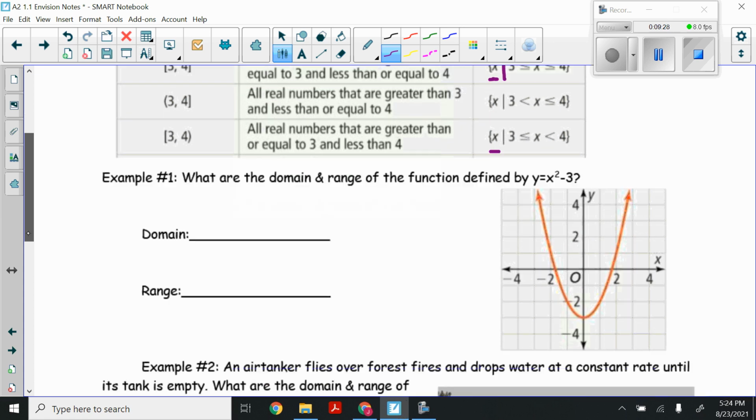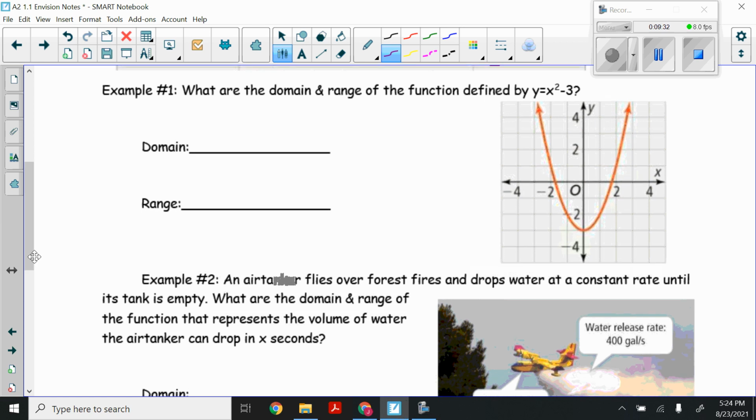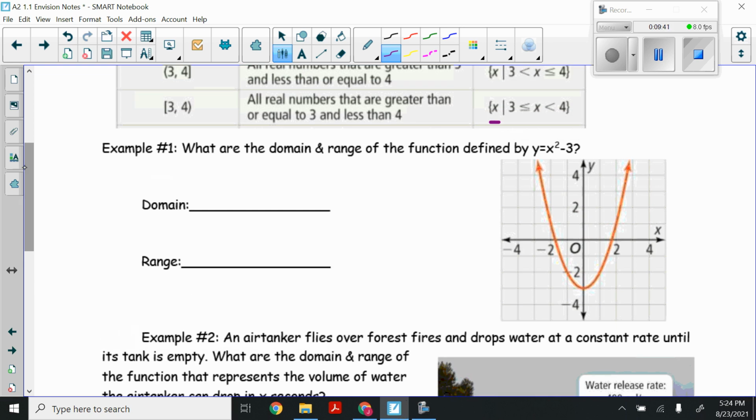So let's put all of this knowledge to work. Okay, so our first example. What are the domain and the range of the function defined by y equals x squared minus 3? And I provided you with a graph. Let's just hit on a few things that we talked about yesterday. So x squared, this is a quadratic. The name of the graph is a parabola. It's a U shape, right?